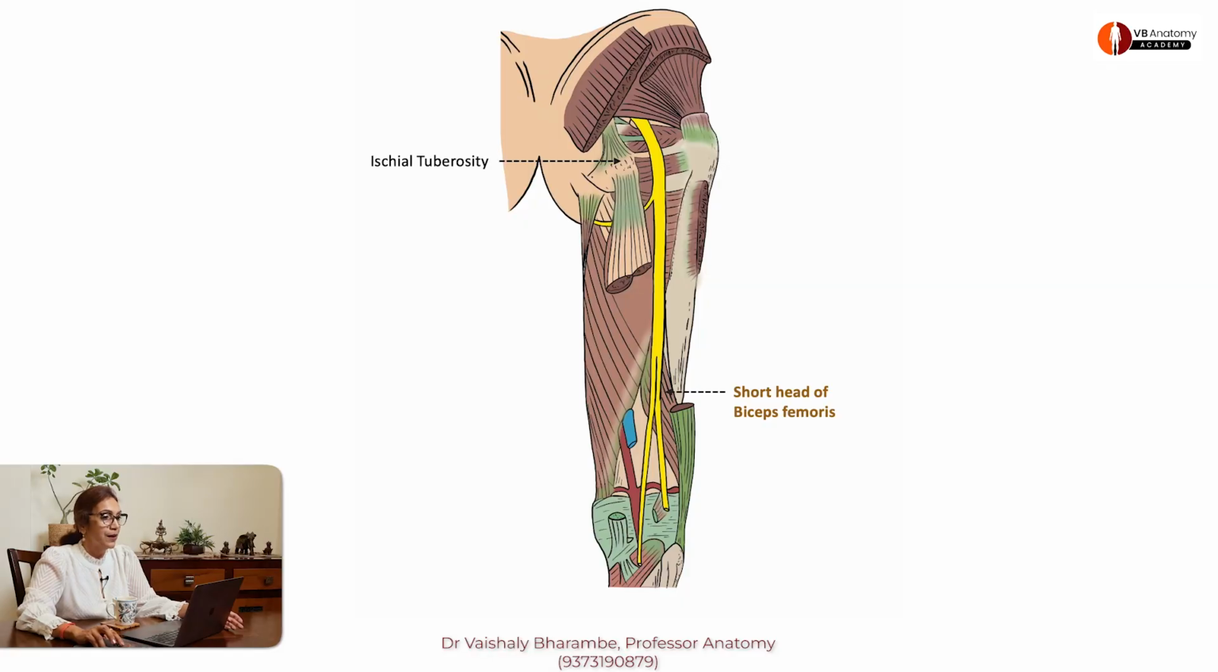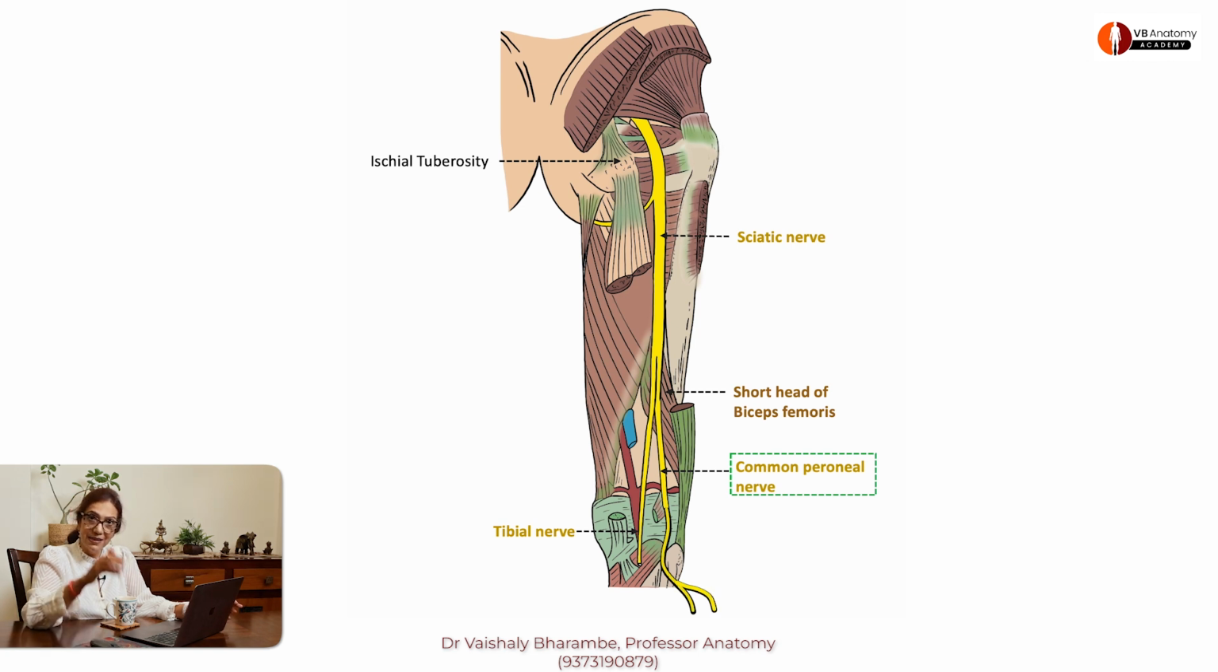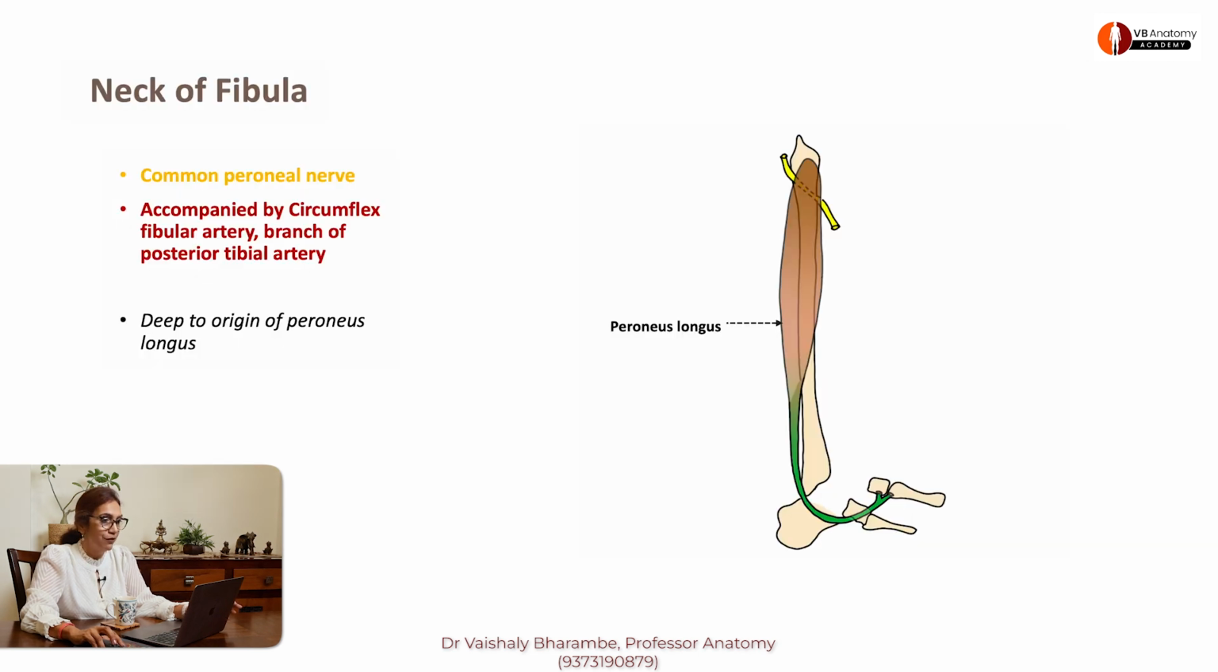Okay, come. So now here we are looking at the gluteal region from behind. It's been dissected. I can see this is the sciatic nerve, this is the tibial nerve, and this is the common peroneal nerve, the two divisions of the sciatic nerve. Now you observe the common peroneal nerve descending downwards, dividing into a deep peroneal nerve and a superficial peroneal nerve.